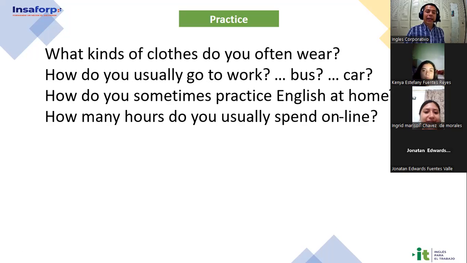Let me see the next. How do you sometimes practice English at home? This is for Kenya. I normally practice English. I rarely practice English in the night.